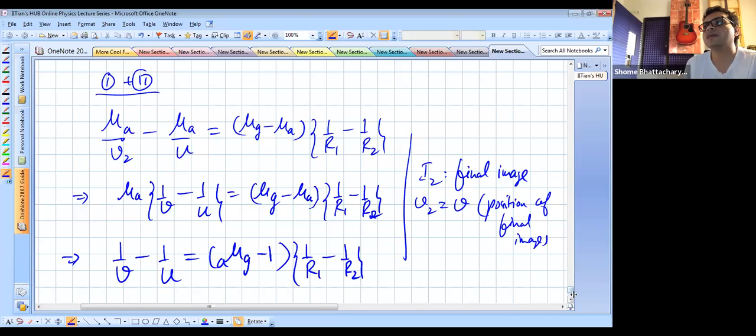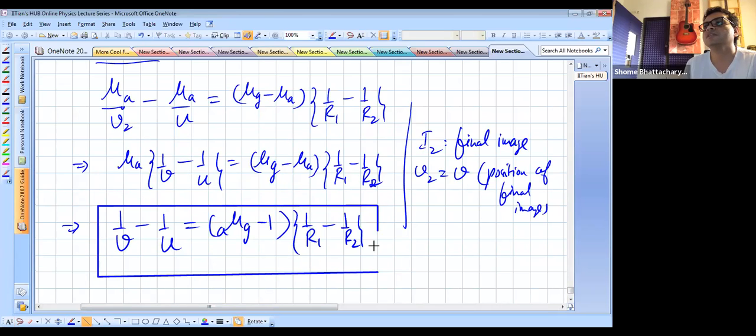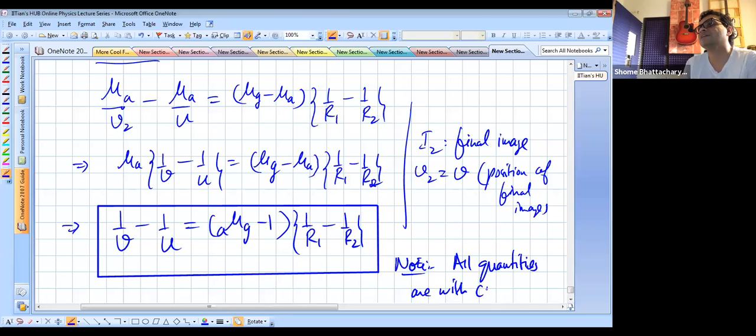But remember, everything is according to Cartesian sign convention. So whatever we substitute in the application of this formula, it has to be done with the Cartesian signs. So this is like the first version of the lens maker's formula. And now in this we'll put U as infinity. So we'll get the focal length as V, and that will become the proper version of focal length in terms of radii. So in this, remember, all quantities are with Cartesian sign.